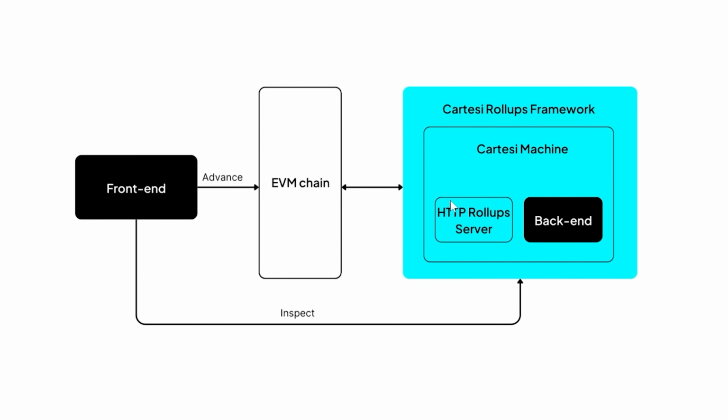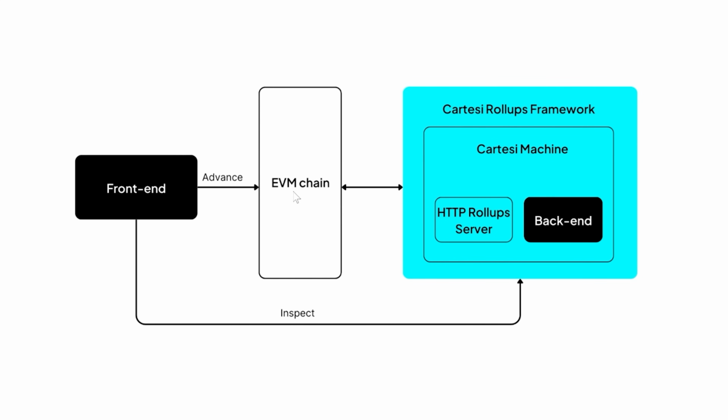Inside the Cartesi machine, we have the rollup server and we have the backend. Now, what the rollup server is doing is really facilitating the communication between our backend and our EVM chain. And it's doing quite a few other things as well. But what's important for us to understand is that we don't really even need to worry about what this is doing. We just need to focus on our backend.